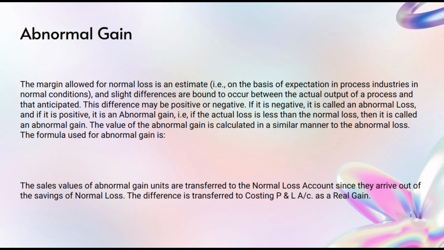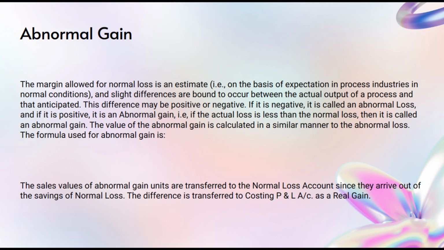So let's talk about the abnormal gain. The margin allowed for normal loss is an estimate. That is on the basis of expectation in process industry in normal condition. The margin allowed for normal loss is an estimate, and slight differences are bound to occur between the actual output of a process and that anticipated. The difference may be positive or negative. If it's negative, it's called abnormal loss, and if it's positive, it's called abnormal gain. If the actual loss is less than the normal loss, then it is called an abnormal gain.